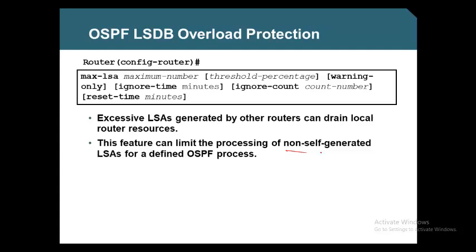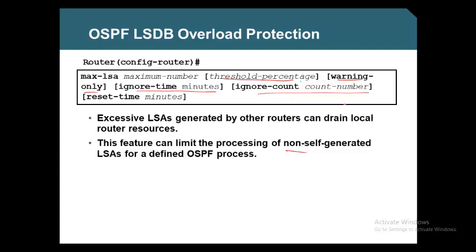So in a router which has limited resources, you can say, I will accept only this much, for example LSAs cannot go more than 2% of the bandwidth. If it goes over, what to do? Send a warning, or keep ignoring all the LSAs for this many minutes so that it will go down, or ignore this many LSAs. Or reset after something.